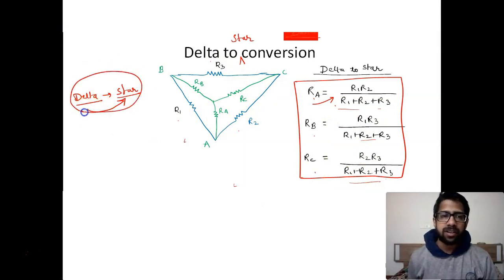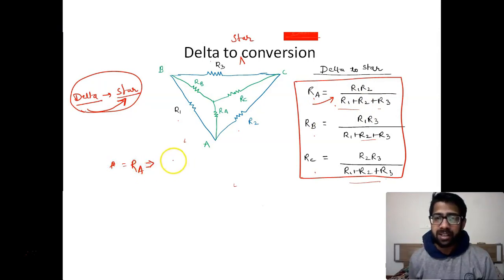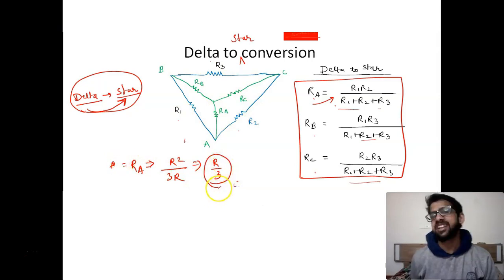With this analogy, delta has more letters and star has fewer letters, so resistance is going to reduce, which is verified if we take R1, R2 and R3 to be all equal. Let us say all are R. Then RA is R square divided by 3R, which gives you R upon 3. So if the original resistance of each delta branch was R, the star connected network gives you R by 3, which is lesser resistance.